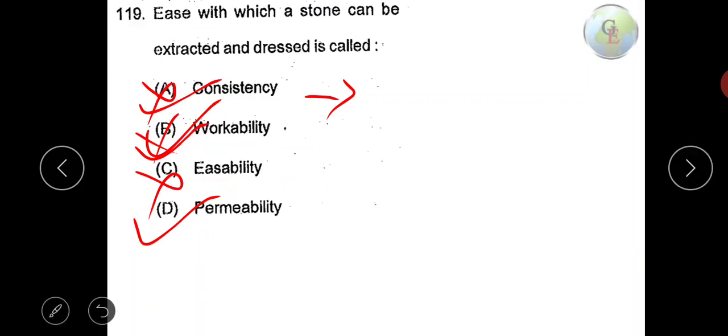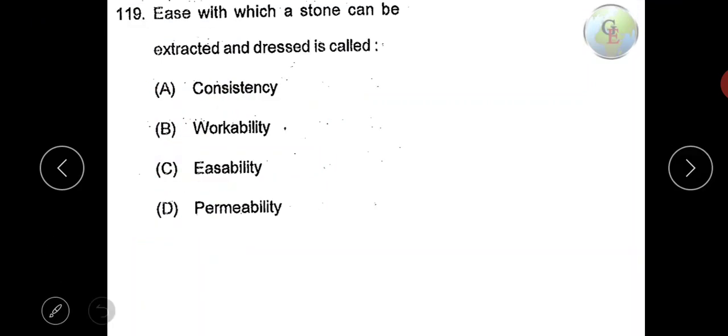Next question. The ease with which a stone can be extracted and dressed is called consistency, workability, easyability, or permeability? Here the answer will be workability. Workability of stone is the effort and economy with which the rock can be dressed, so that it can be used in economic activity. So the answer will be workability.